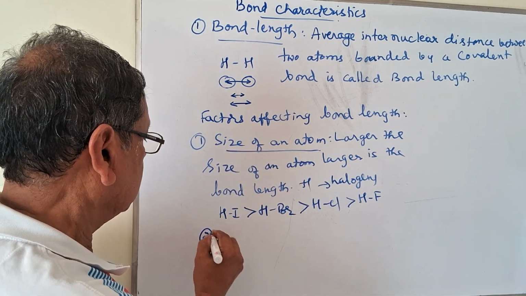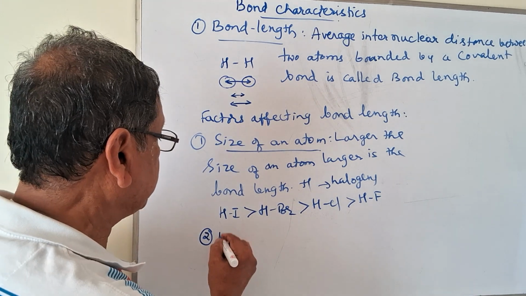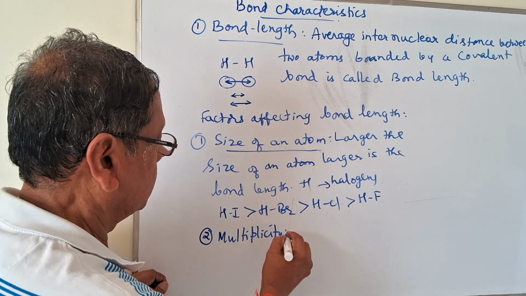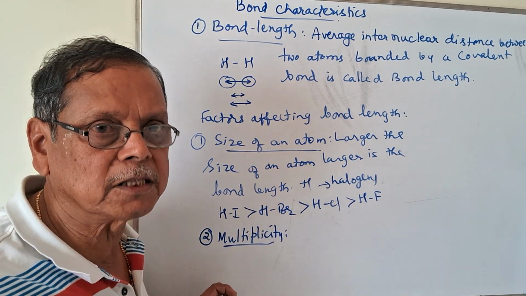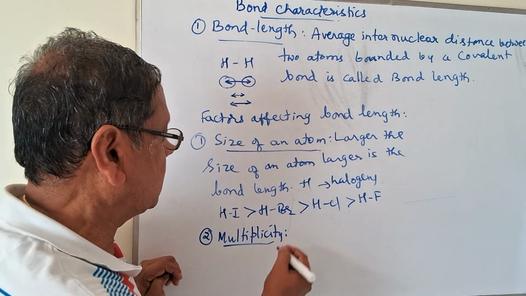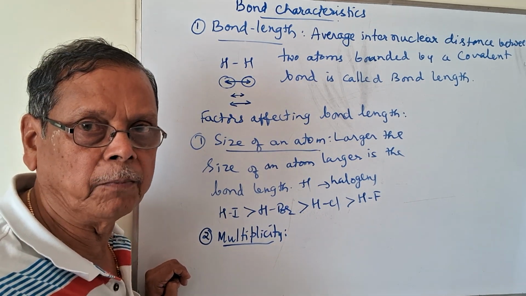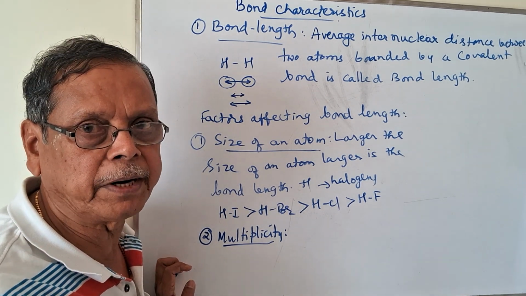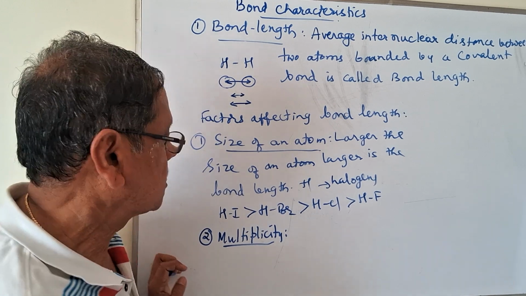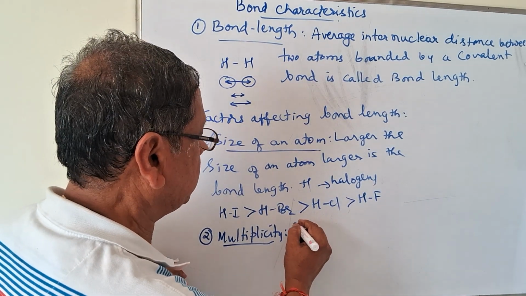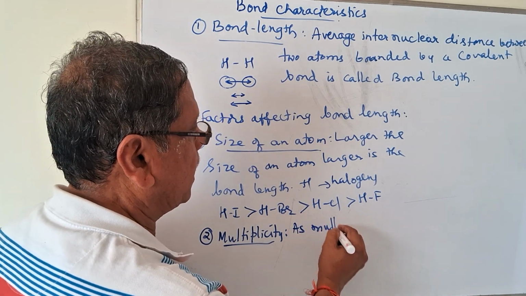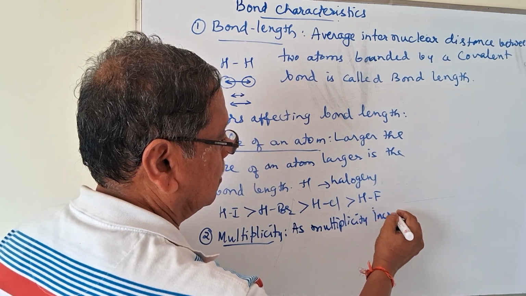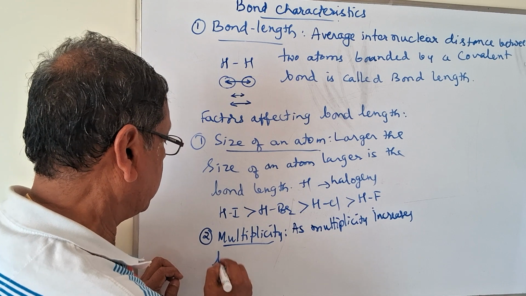The second factor is the multiplicity of the bond. Multiplicity is nothing but the number of bonds between the two atoms. Suppose you consider a single bond, a double bond and a triple bond. Then the triple bond is always smaller in size compared to the double bond, which is smaller than the single bond. As multiplicity increases, bond length decreases.